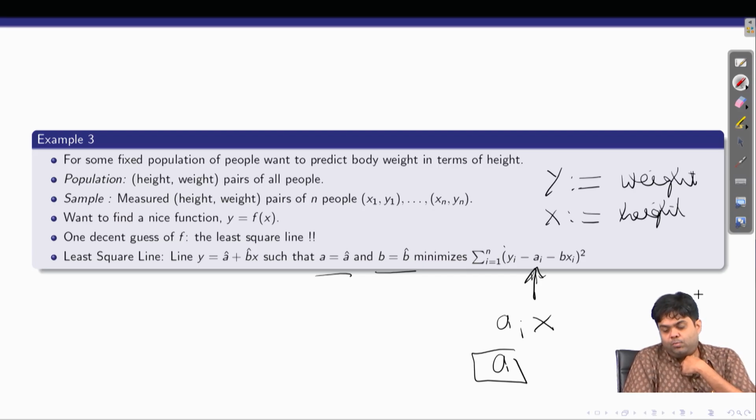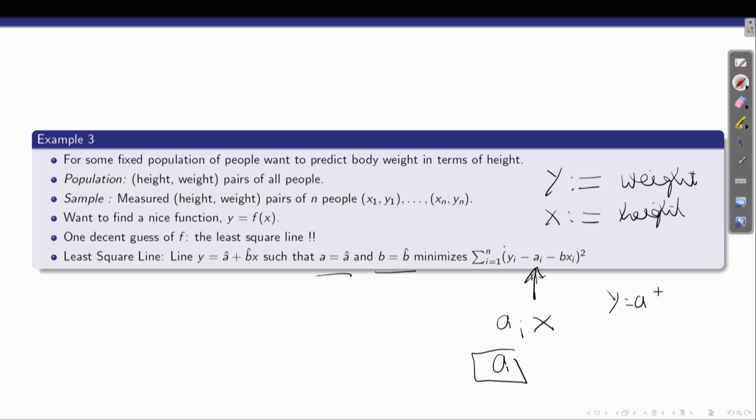error. So, if you find a and b such that you claim y equal to a plus bx is a good guess, what you do is pick a and b such that for each data point, you predict y_i in terms of x_i and take the square difference between actual y_i and predicted y_i.